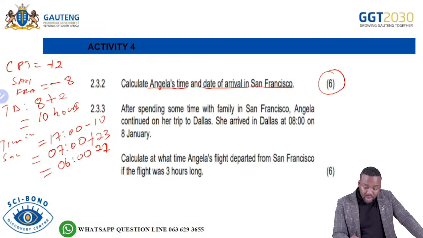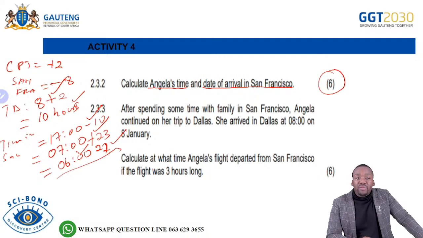There it is as well here. 1 for the date, 1 for the time, 1 for adding, 1 for subtracting, and then 1 here, and then 1 here. 1, 2, 3, 4, 5, 6. Then you get your 6 marks.